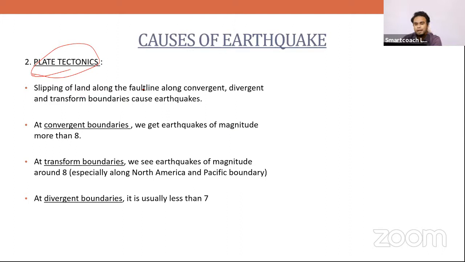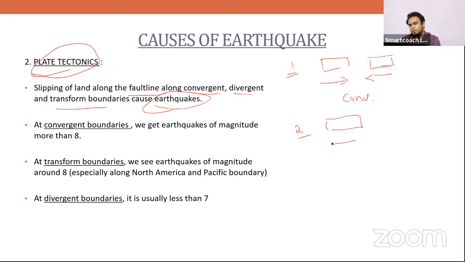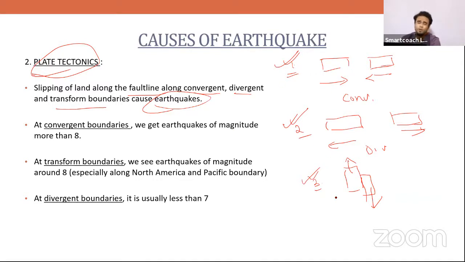Now, the next reason behind faulting is plate tectonic activities. So slipping of land along a fault line along convergent, divergent, and transform boundaries results in earthquakes. Now, in your previous class of plate tectonics theory, we have talked about three different types of plate movements, right? Suppose these two plates are moving towards each other. This is called convergence. When two plates are moving away from each other, it is called divergence. And when they are slipping past each other, it is called a transform boundary, right? So in all of these cases, that is a convergent boundary, divergent boundary, as well as transform boundary, in all the three cases we will see formation of earthquakes.